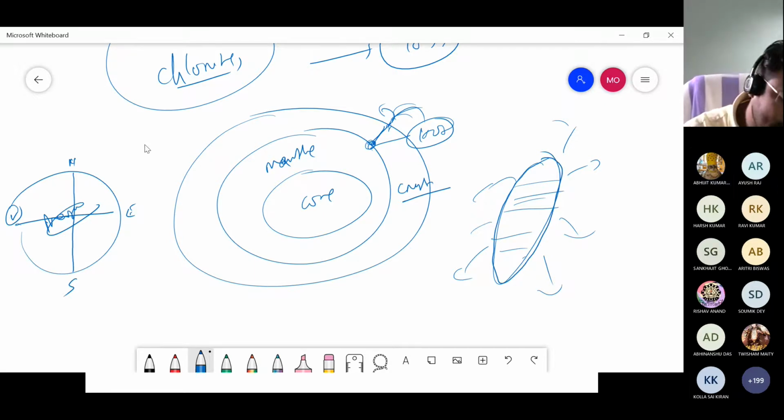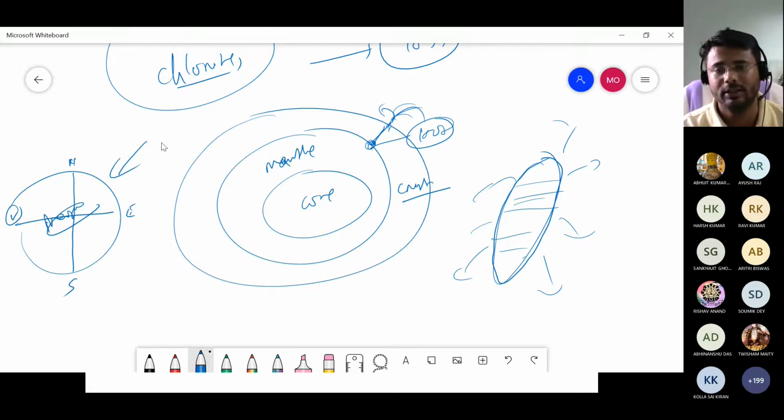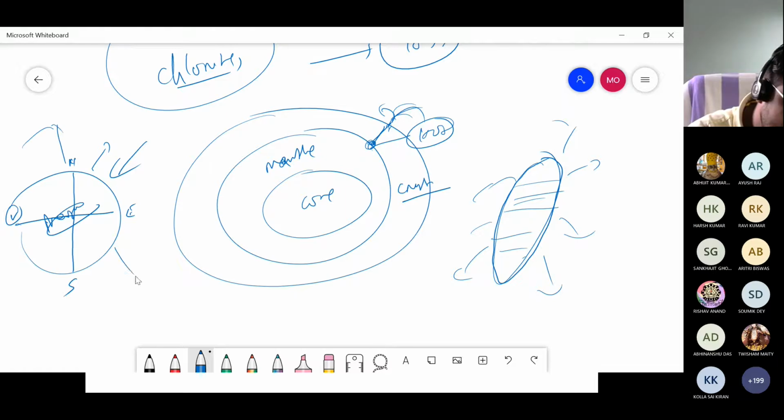So the same thing has happened to the earth also initially. That means it started radiating heat to the nearby atmosphere. So accordingly, what happened?